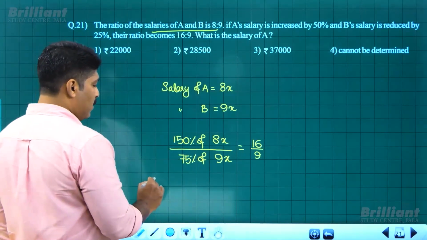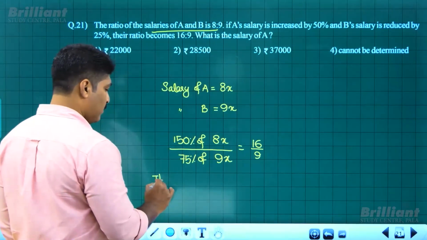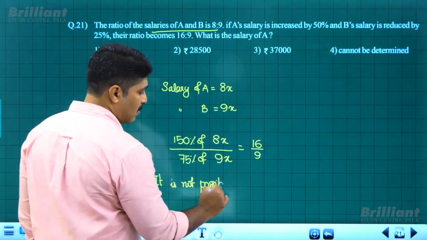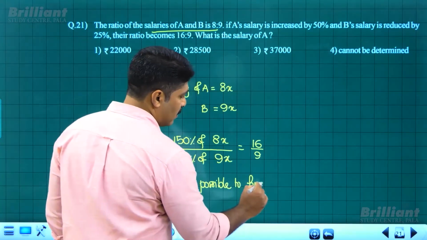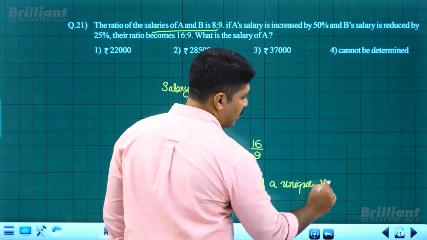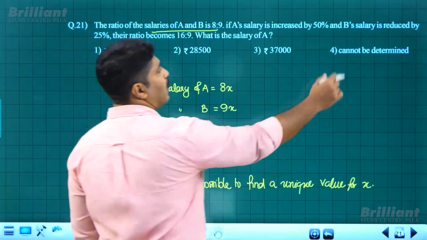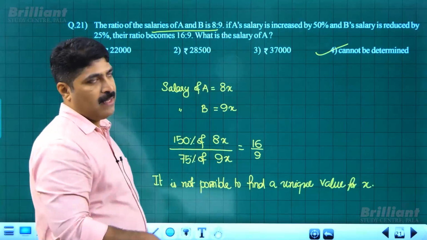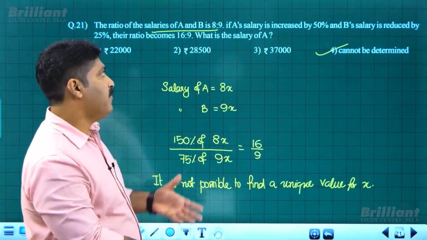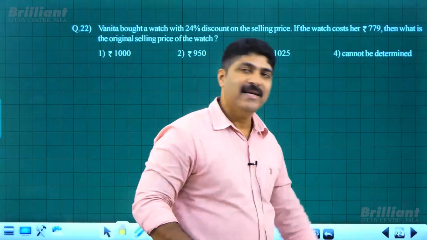Therefore, it is not possible to find a unique value for x. So hence, what's the conclusion here? The answer cannot be determined because there is not any constant value supporting the question. Therefore, we cannot make any constant value conclusion from the given data. So therefore, the answer cannot be determined.